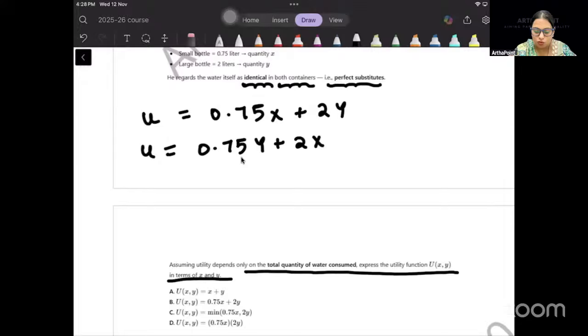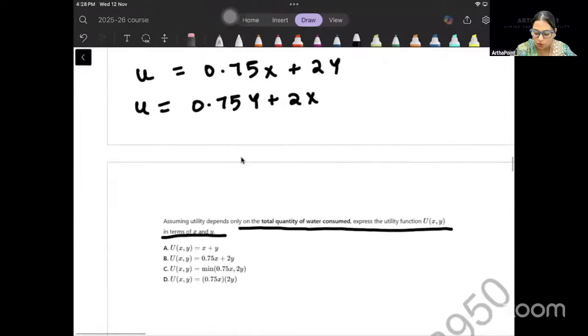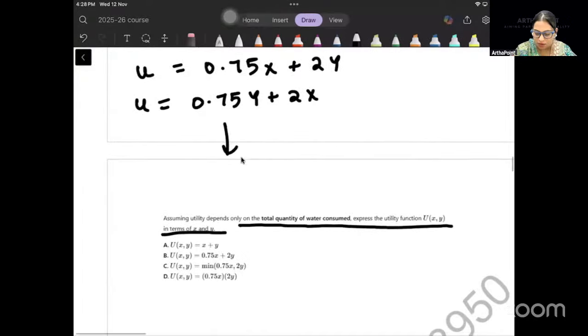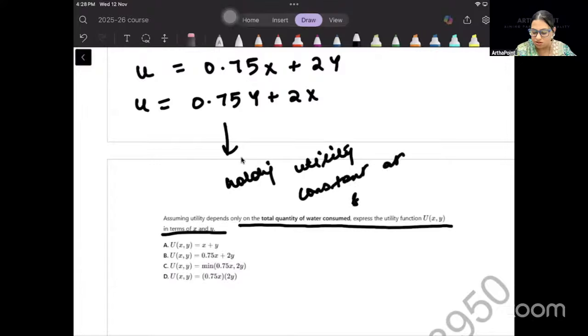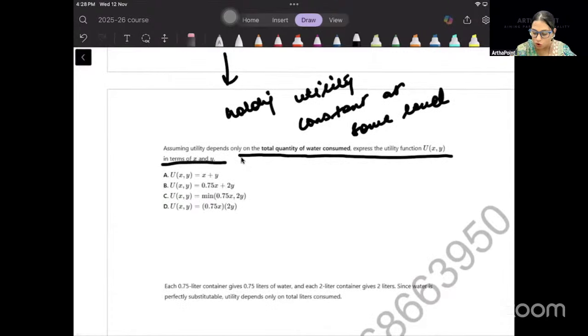So I want to go ahead and say that we can try this by holding utility constant at some level. In this case, it does not matter whether I consume small bottle or large bottle. What matters to me is the total amount of water consumed. That means what matters to me is the total utility I get.